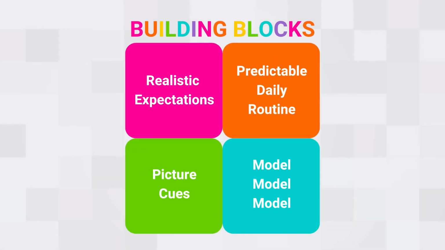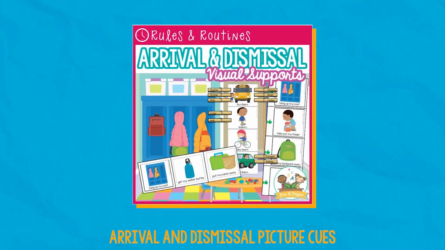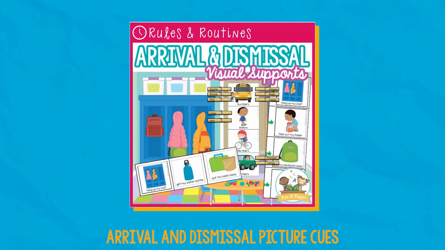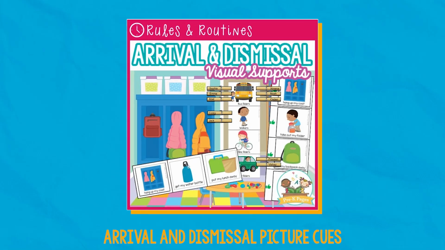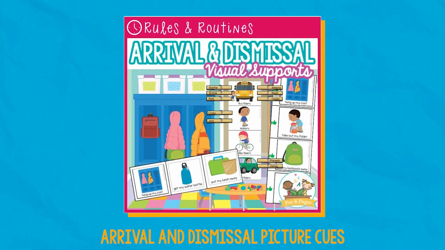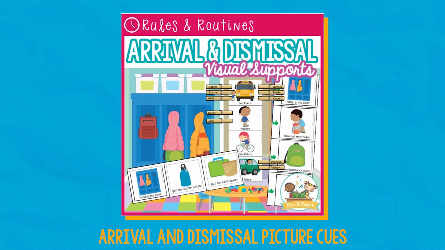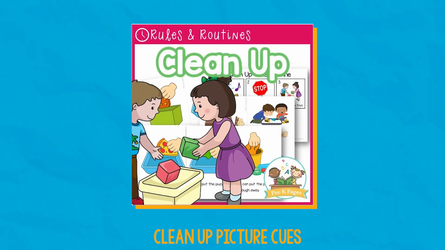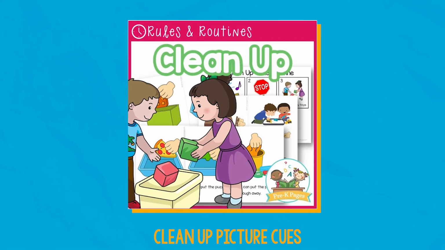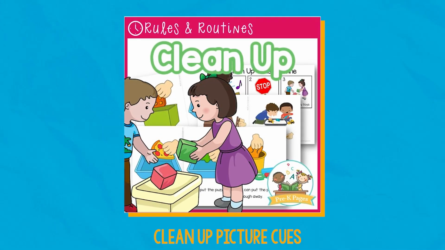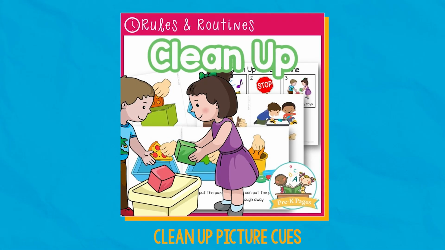Now, the third building block is all about using picture cues to help your students transition during the most difficult times of the day, like arrival, dismissal, and cleanup time. And so I've created a few, right? I have one for arrival and dismissal. It has step-by-step pictures with lots of options, so everyone is different in how their kids arrive or they dismiss their children. And then I have one that's specifically just for cleanup because that's how big of a challenge it is in any early childhood classroom. There's an entire product created for it.